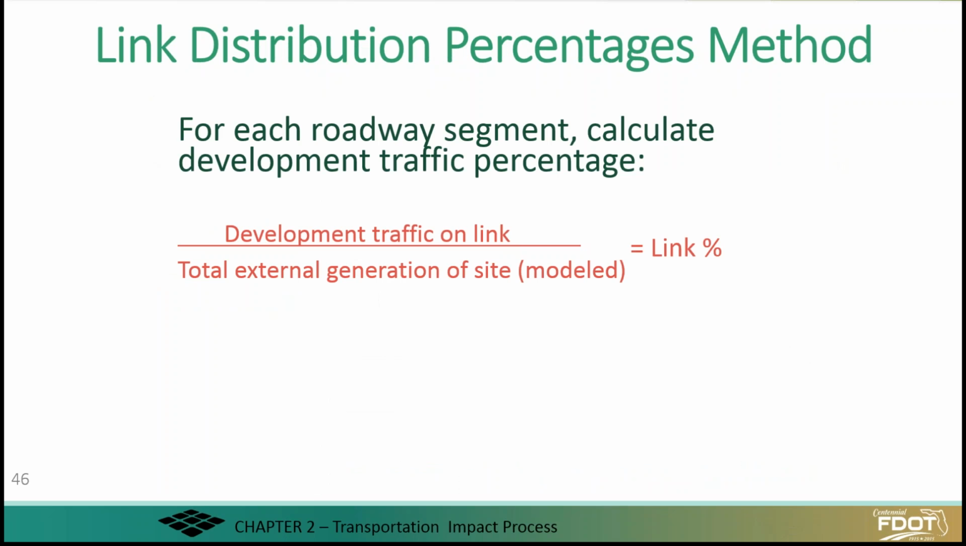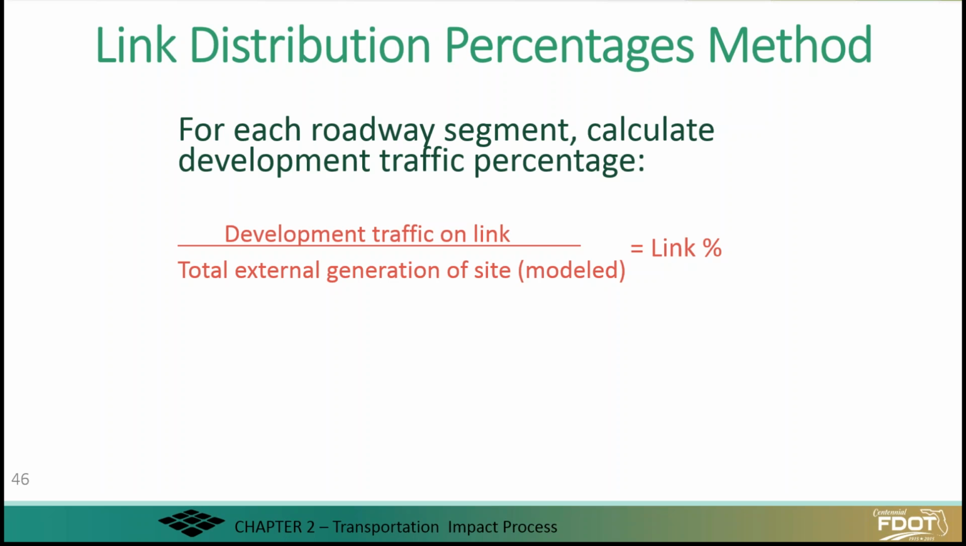So the idea behind the link volume factor or link distribution percentages method is that as the model assigns trips from the project site onto the roadway network, onto the transportation system, those trips will begin to divert through the network as they come to intersections. They will make turns, going left, right, straight ahead.